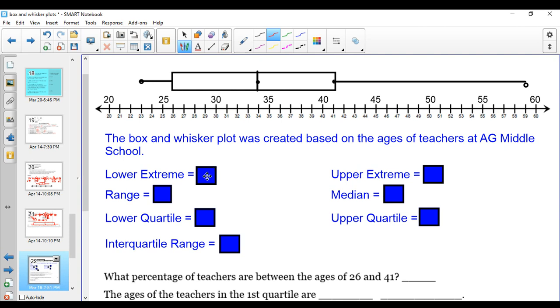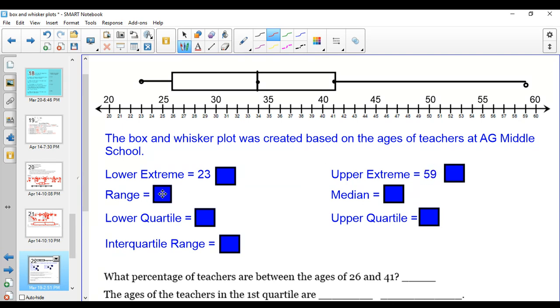Okay, so some things that we can answer. The lower extreme, so that's going to be the lowest number in the data set. So in this case, that would represent the youngest person. So it looks like the youngest person of the teachers at this school was 23 years old. So the lower extreme is 23. Okay, now I'm going to go to the upper extreme. So that's going to be this far end of the whisker over here, and it looks like that's at 59. So that means the oldest teacher in the group was 59 years old.